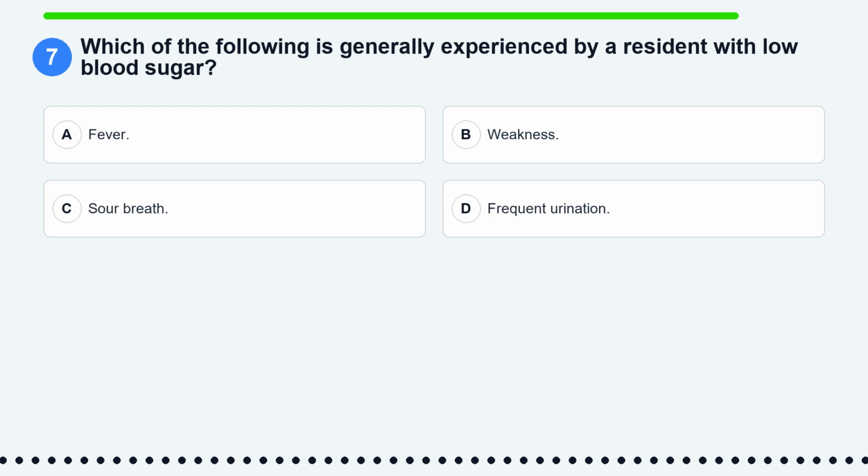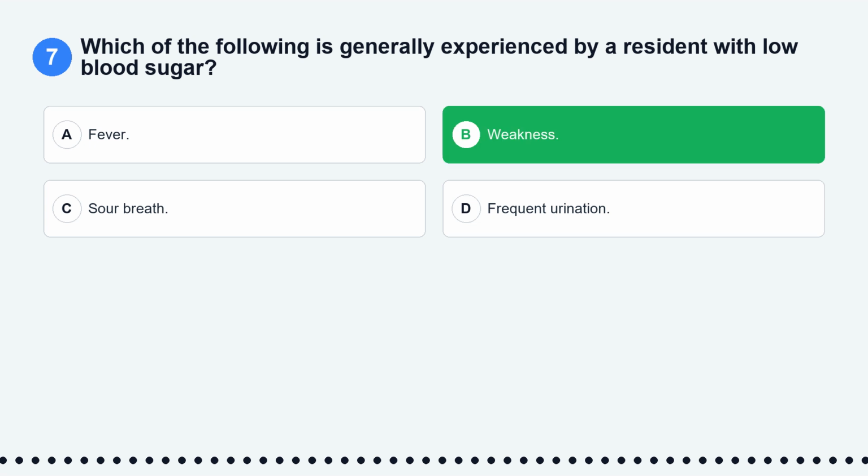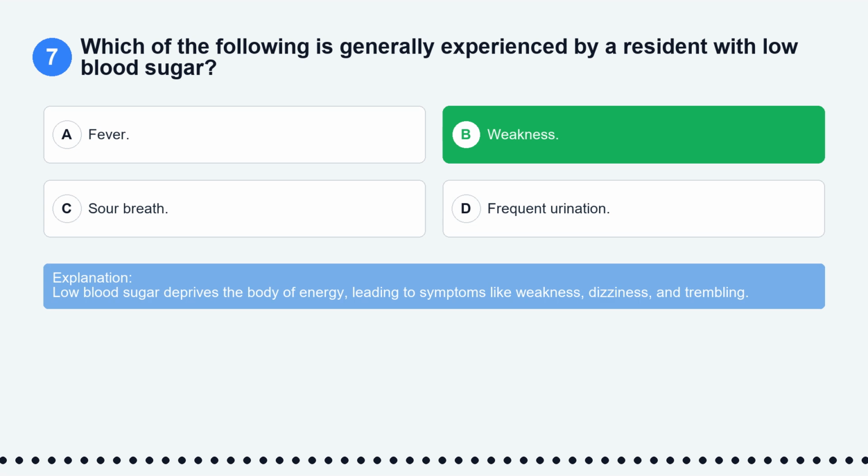Question 7. Which of the following is generally experienced by a resident with low blood sugar? Option A, fever. Option B, weakness. Option C, sour breath. Option D, frequent urination. The correct answer is option B, weakness. Low blood sugar deprives the body of energy, leading to symptoms like weakness, dizziness, and trembling.